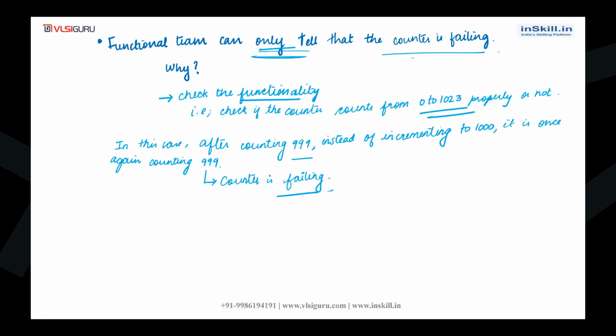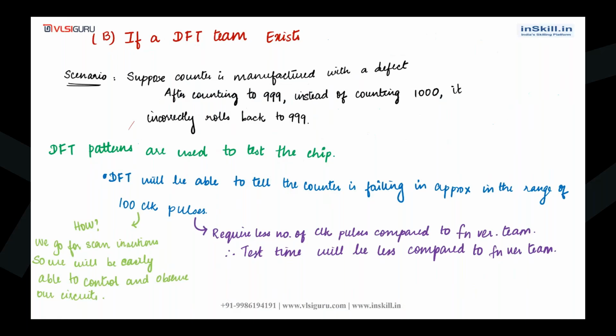Now, consider that we also have a DFT team. Same scenario: I have a design which is a 10-bit counter with a counter initialization and a counter observation circuit. Suppose the counter is manufactured with a defect, which means after counting 999, instead of incrementing to 1000, it incorrectly rolls back to 999. The counter is manufactured with a defect, so after counting 999, instead of counting 1000, it once again counts 999.